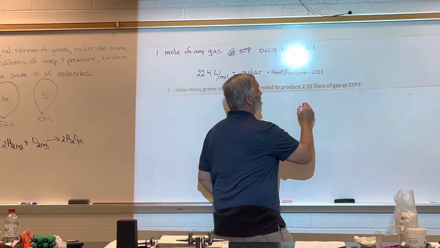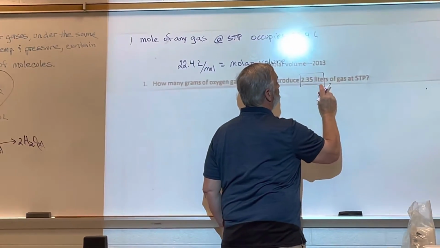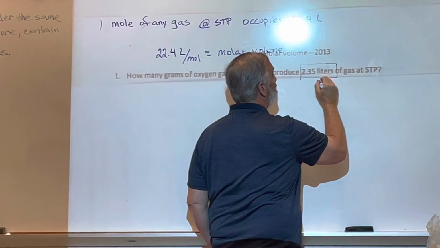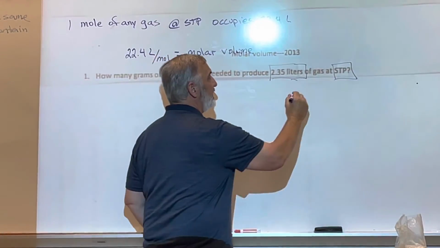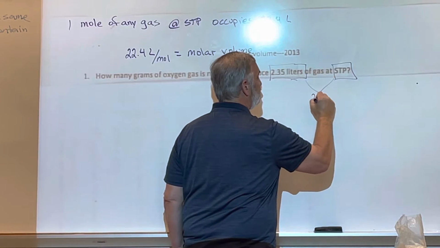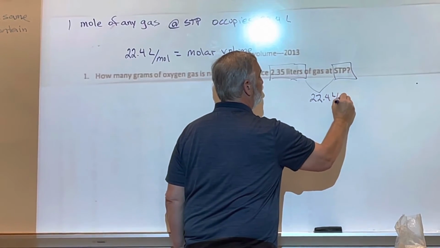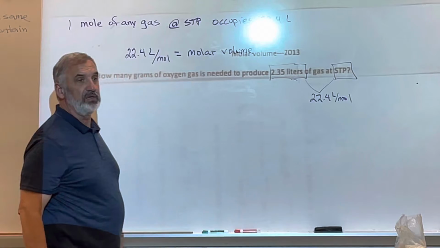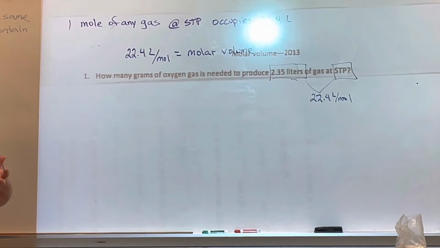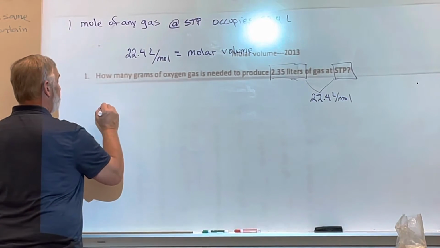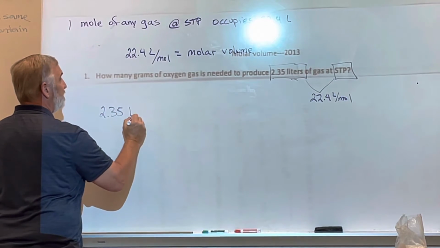I see a volume, and I see STP. Ding, ding, ding. I have to think 22.4 liters per mole. Okay? I see a volume and I see STP, so somewhere along the line I'm going to use 22.4. So, I'm given 2.35 liters of a gas.